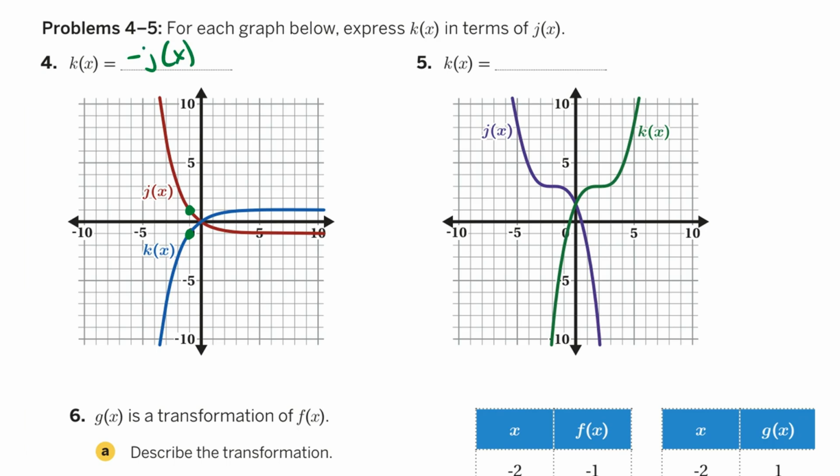Whereas for this one with k of x, it is taking the x values. Let's say this one here, we have an x value of -2. If we multiply that by -1, it becomes +2. So instead, we are now doing j of -x. And so the inputs, or the x values, are being multiplied by -1.